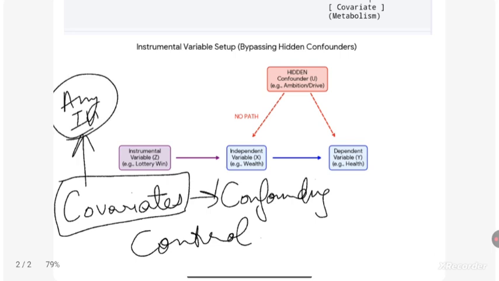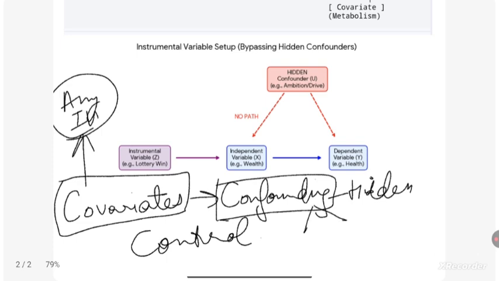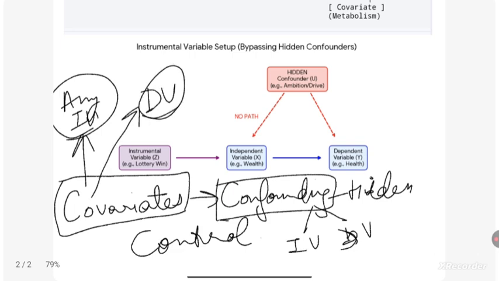Confounding means a hidden variable or factor which affects the dependent variable of your study. And a confounder is something which affects both the independent variable and the dependent variable in your study. It affects both independent and dependent variable, but covariates affect only the DV. They affect only the DV.